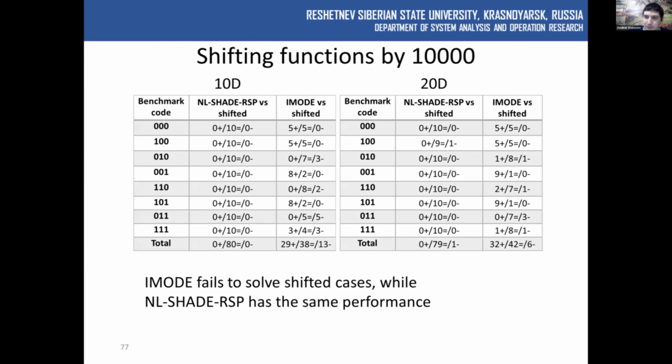So, for example, if we take our function and shift it maybe 10,000 to the right, all variables, you see the performance of NL-SHADE-RSP doesn't change at all, but IMODE becomes much worse. So it depends on where the function is located in the search space. This is a really bad thing to have for an optimization algorithm. And well, it was accepted and improved, with several publications, and I was quite confused.